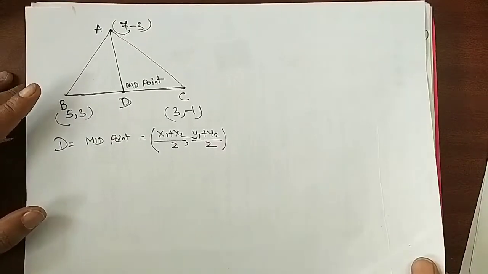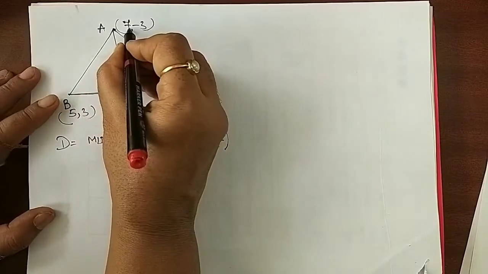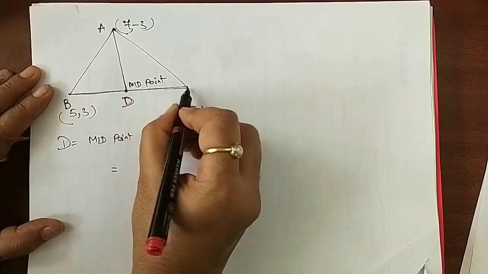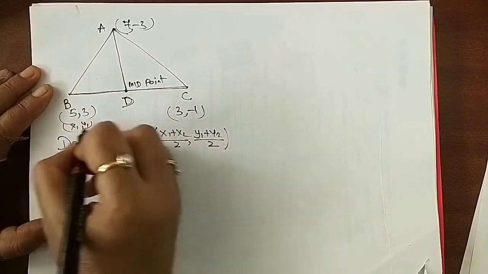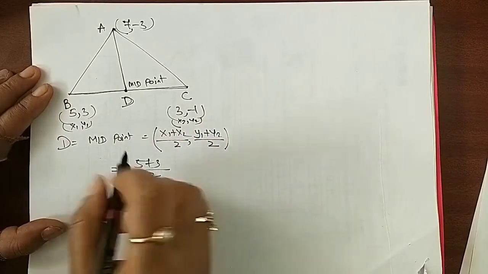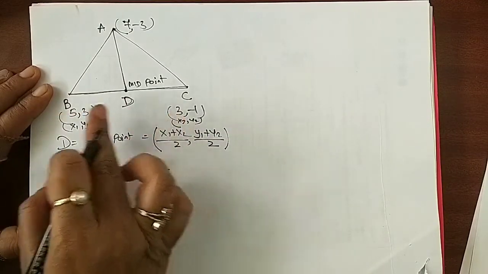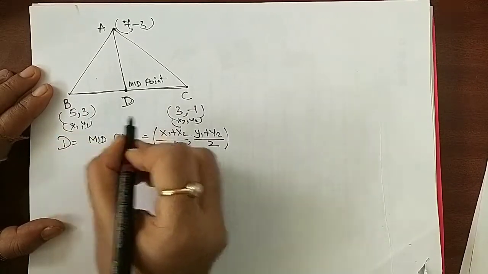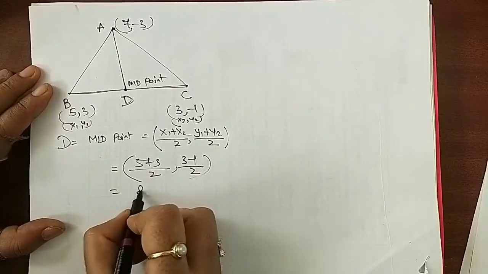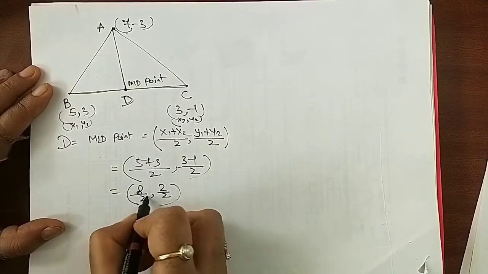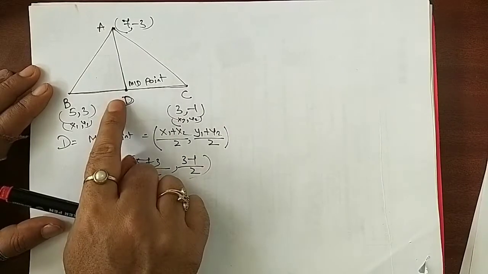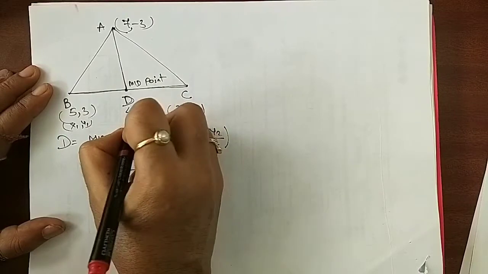So let me write down the values. I will use this as x1, y1 and this as x2, y2. So it is 5 plus 3 by 2, comma, y1 plus y2, 3 minus 1 by 2. That is 8 by 2, which is 4, and 2 by 2, which is 1. So I am getting 4 comma 1. So this is my D point.